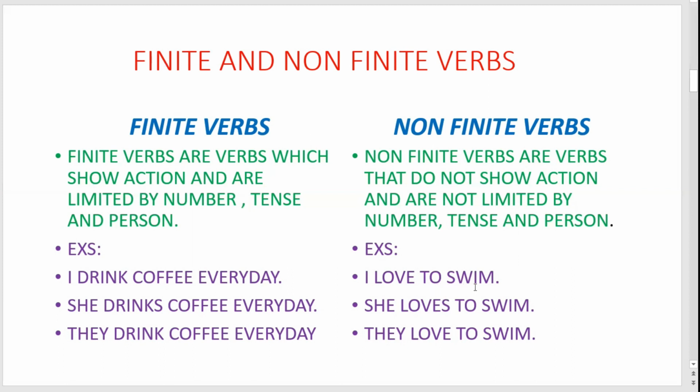Whereas you can see that the verb to swim remains the same in all three sentences with the change in the subject. So these kinds of verbs, which do not show the action and also do not change with the change in the subject or the number, tense, and person of the subject, we call non-finite verbs. Just now I told you that finite verbs are going to change. Let us see the examples here.